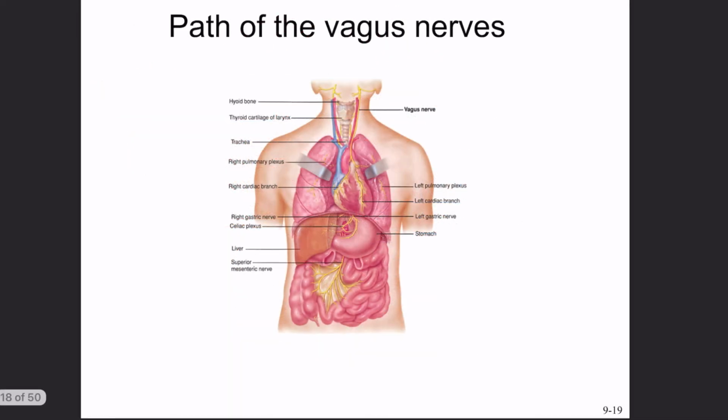This image here is showing you the path of the vagus nerve, cranial nerve 10, which is part of the parasympathetic nervous system in that craniosacral division. And you can see where it innervates. It's innervating the lung, the heart, the stomach, the liver, the mesentery, the small intestine, and portions of the large intestine.